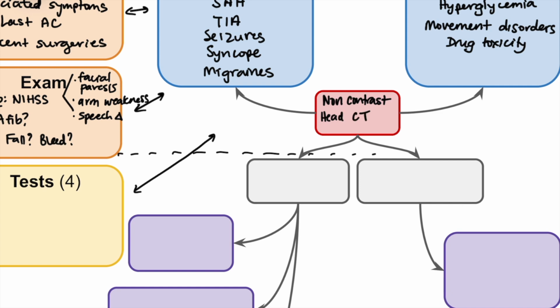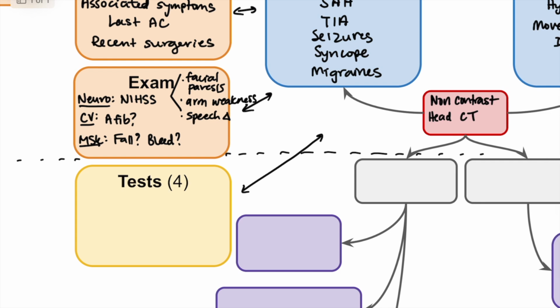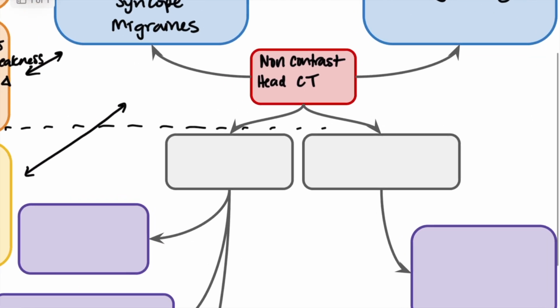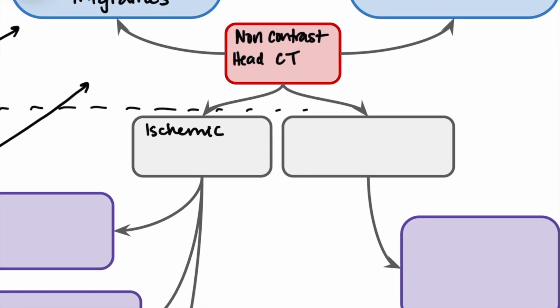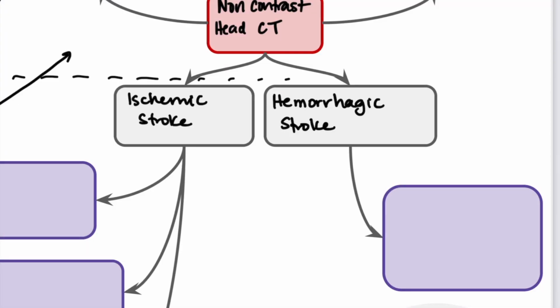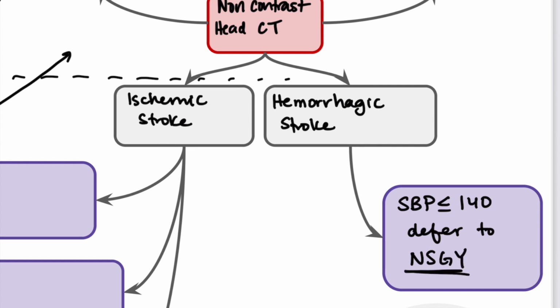You'll also want to order some tests, but we'll get to those results later because sometimes the results come back after the non-contrast head CT. So looking specifically at the CT, we're trying to distinguish between ischemic stroke and hemorrhagic stroke. If the patient demonstrates a hemorrhagic stroke, represented by a hyperdense area on CT, they'll need evaluation by neurosurgery. And in the meanwhile, you can help with management of their blood pressure, usually aiming for a systolic of less than 140, but not too low.